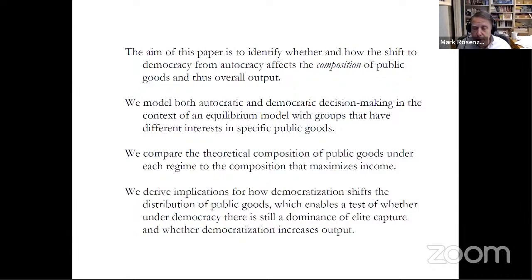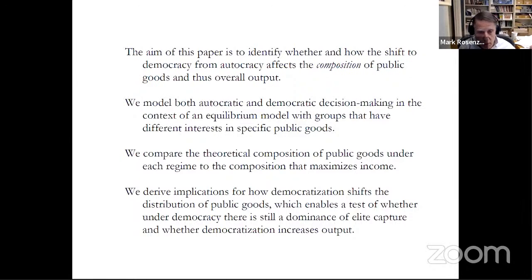And that composition is going to very much affect economic growth in the future, as well as a lot of other things. The well-being of a population, economic growth is not the only thing that one could compare about, okay? Now, we're going to model autocratic and democratic decision-making, but we're going to do that in the context of an equilibrium model, which is going to embed in it groups that have very different interests in particular public goods.